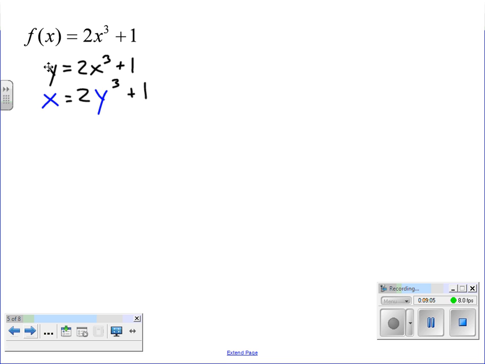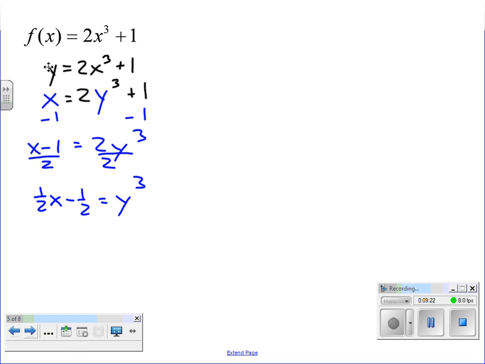Okay. Now, just like in our last lecture, we need to isolate the y. So I'm going to move the -1 to the other side. So we have x minus 1 over here, divided by 2. So we have 1/2 x minus 1/2. And the last thing we need to do is then take the cubic root. Now notice, we're taking the cubic root, so we keep the same sign. So we're finding the cubic root here. And I'm just going to put it back in this order. Y is equal to the cubic root of 1/2 x minus 1/2.